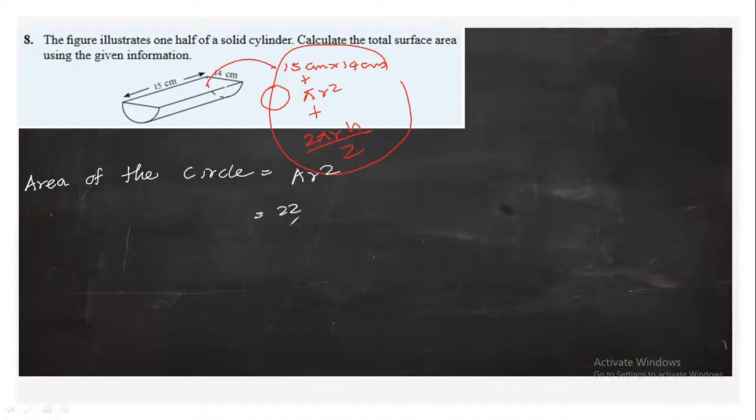So 22 over 7 into radius, which is 14 divided by 2, that is 7. The base area is 154 square centimeter.